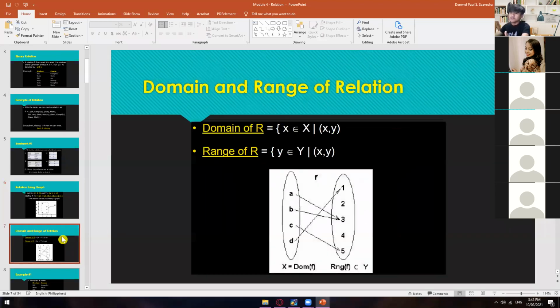So let's talk about the domain and then the range. As I said a while ago, whatever is the first one is always your domain, and whatever is the second one is always your range. So we have here the domain, which is A, B, C, and the range is 1, 2, 3, 4. And they have their own relations with each other on both sets. So we have A3, B3, D1, B3 and C5.